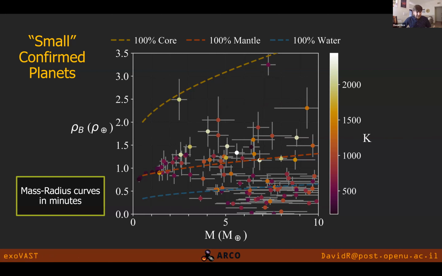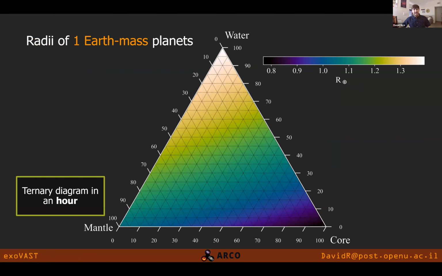One of my favorite things to make is ternary diagrams. So you can make a ternary diagram in the code in just an hour. This is the radii of 1 Earth mass planets. So with these 3 different components, mantle, water, and core, this is all the radii you can get for 3-layer differentiated planets of 1 Earth mass.